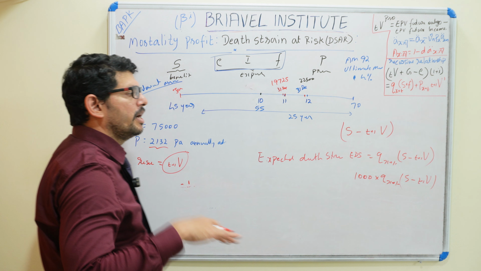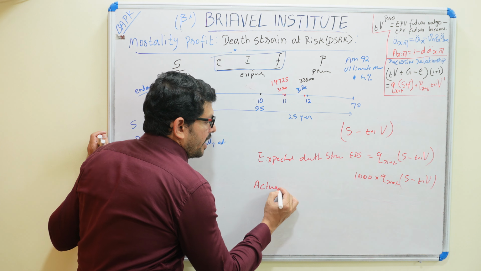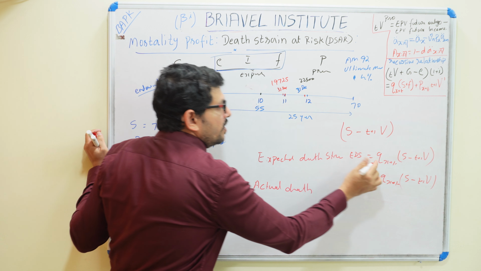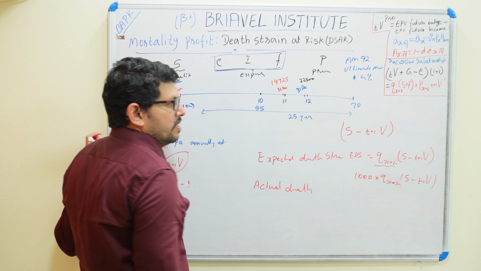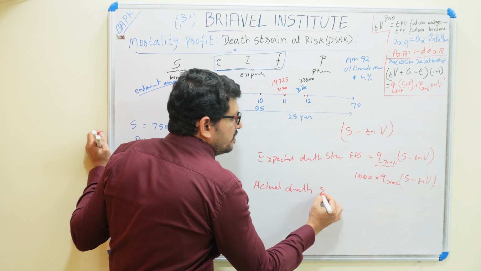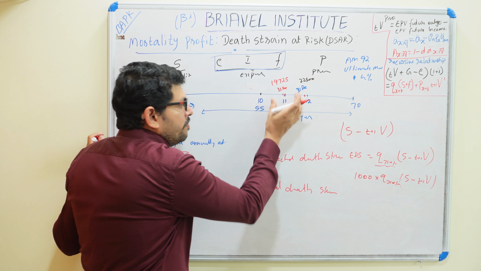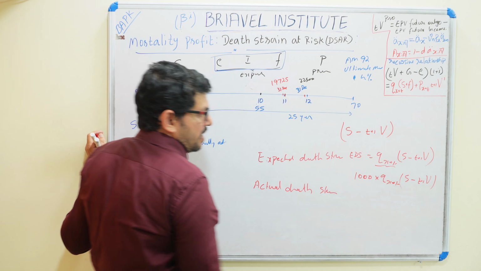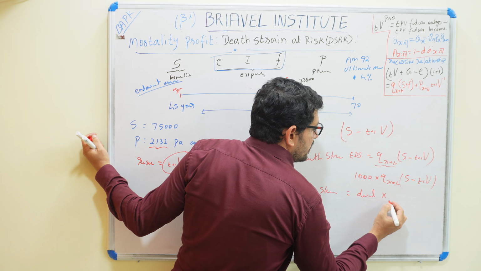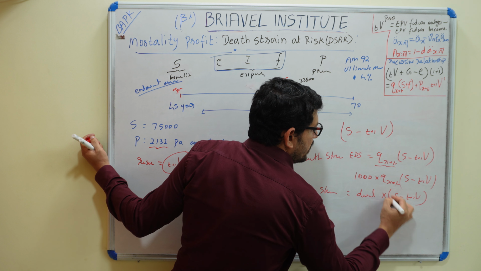And what will be my actual death strain? There are two terms. The actual death strain is based on how many people actually died during the year, compared with the expected death cost. From that data we get the actual death strain. Actual death strain means how many people died, multiplied by S minus t+1 V, the DSAR.